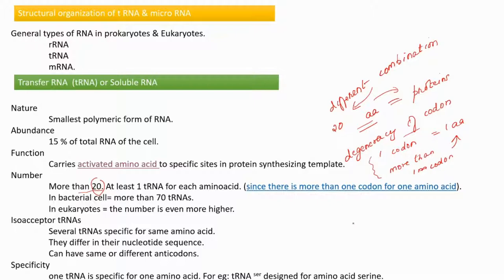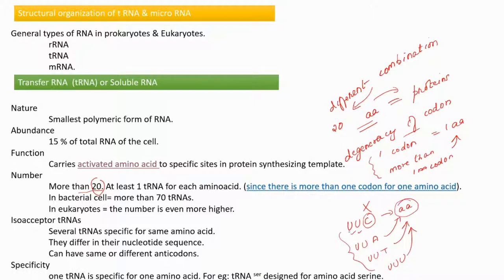What does it mean? Because we know a codon has three bases, three nucleotides. Suppose UUC represents a particular amino acid. In this codon, the first two bases are important, the third one is not at all important. So look, UUA, this codon also codes for the same amino acid. Then UUT, this also codes for the same amino acid. Again UUU, this also codes for the same amino acid. That means that more than one codon is there for a particular amino acid. This is degeneracy or degenerate codon.